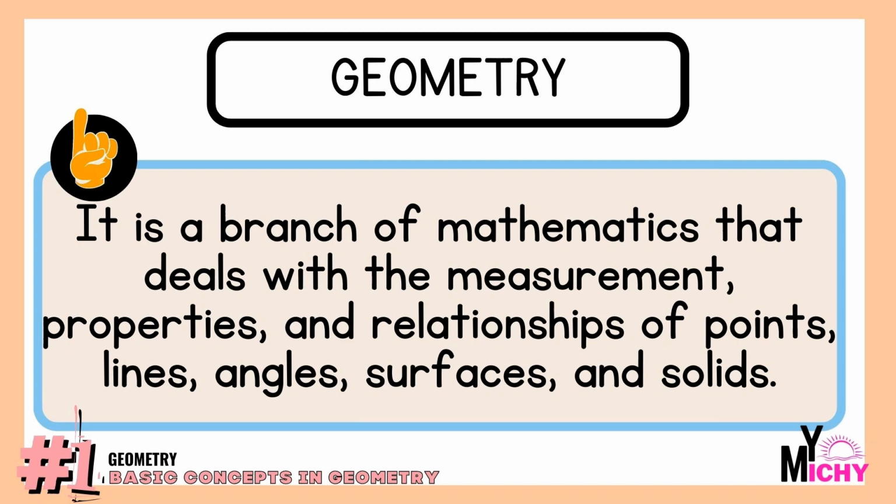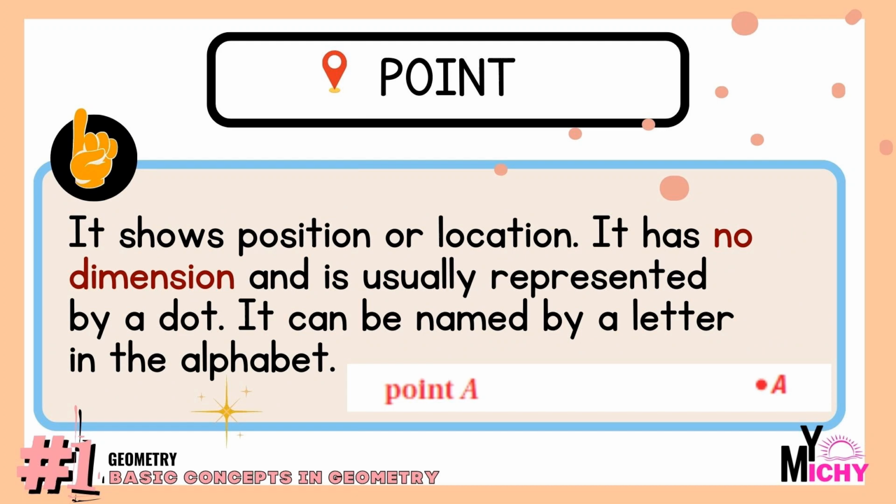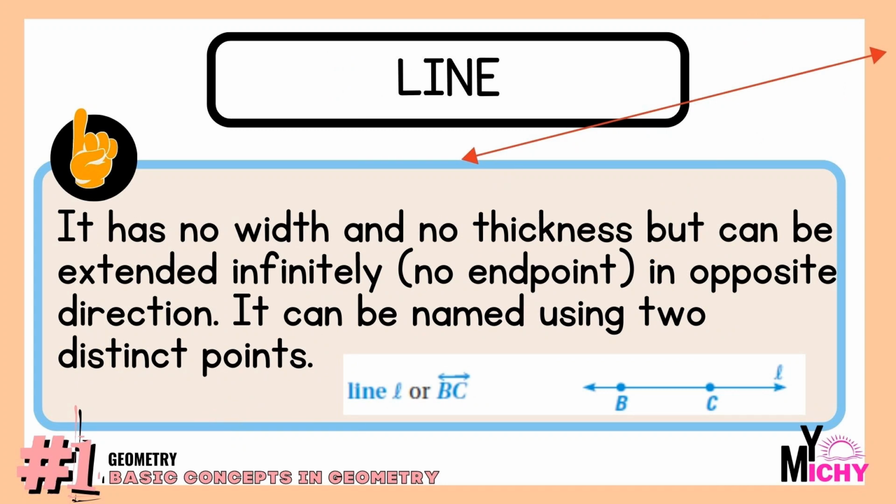There are undefined terms related to geometry. The first one is point. It shows position or location. It has no dimension and is usually represented by a dot. It can be named by a letter in the alphabet. Usually, we use capital letters. So for example, we have here the dot or a point. We can name it as point A.